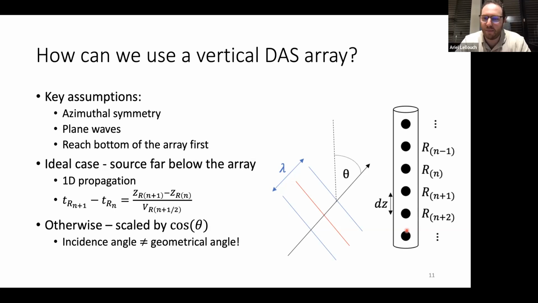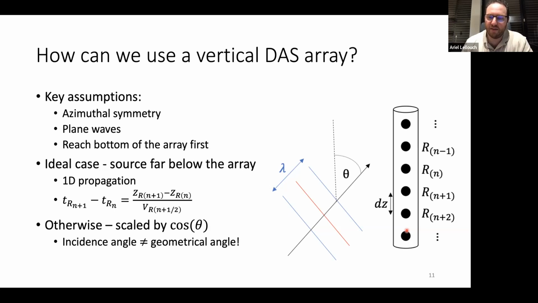Now, of course, we don't control the earthquake, so they might be coming at an angle. But if it happens, it's only a scaling of the cosine theta factor. For those of you who remember, it's like an apparent velocity from a dipping layer in the NMO equation.